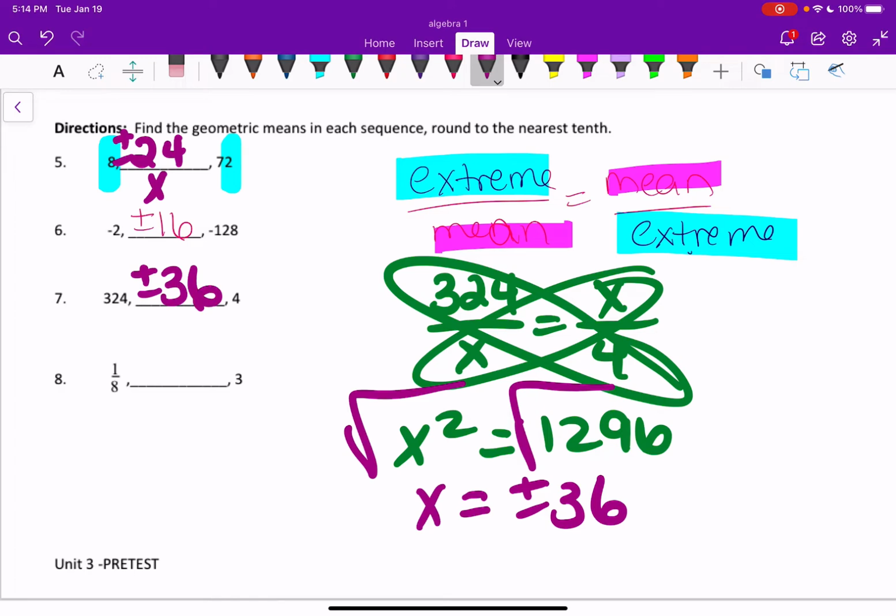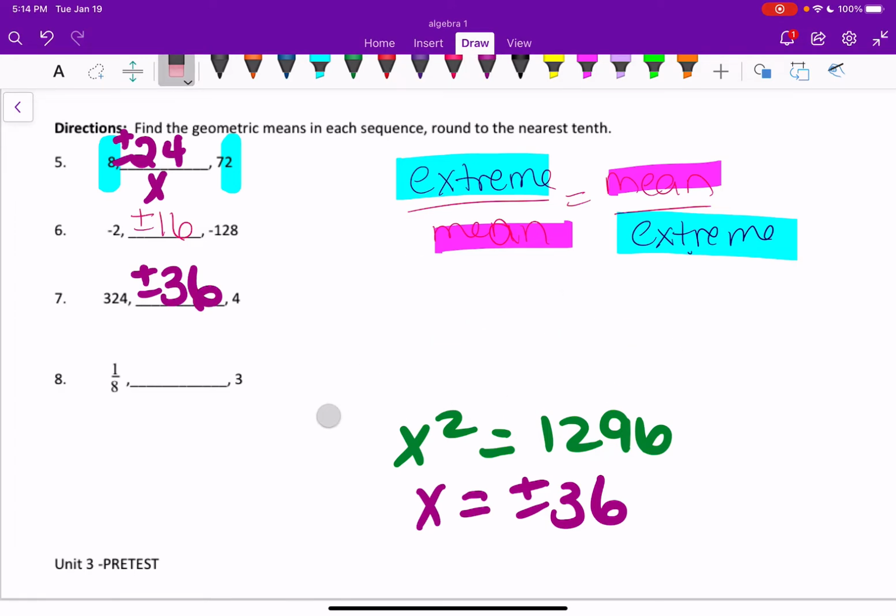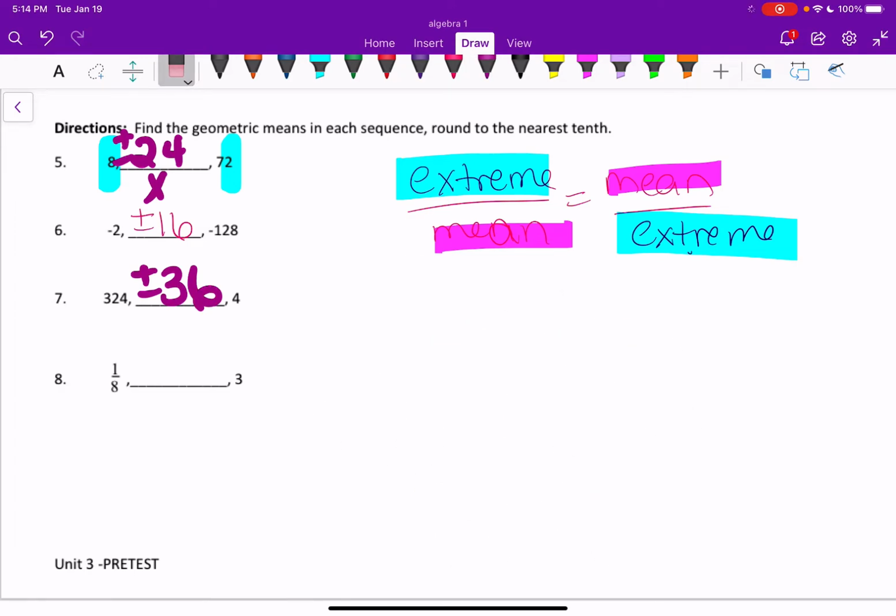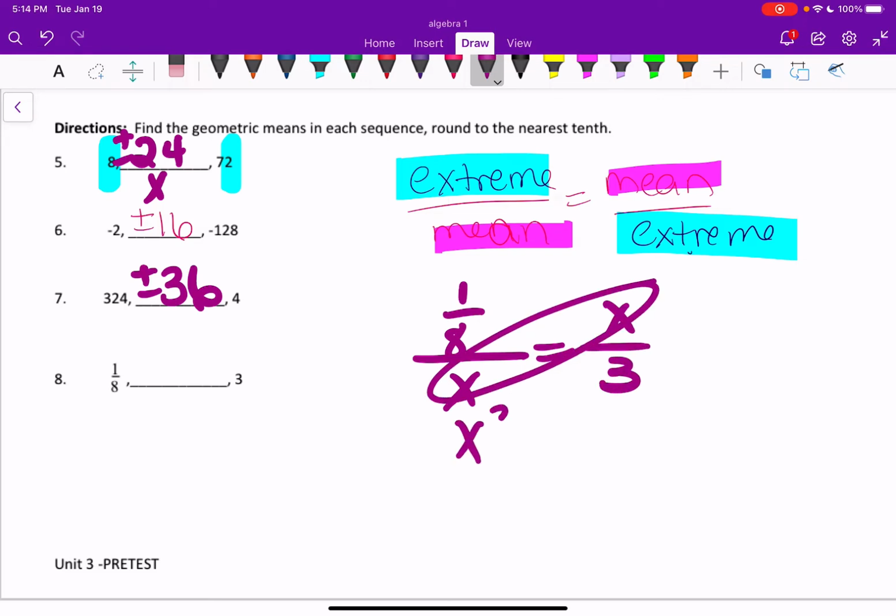And then the last one is the same. It's just the same thing over and over again. And so this is what it's going to look like on the test. So we're going to do 1/8. This is a little harder, over x equals x over 3. So we still get x squared.